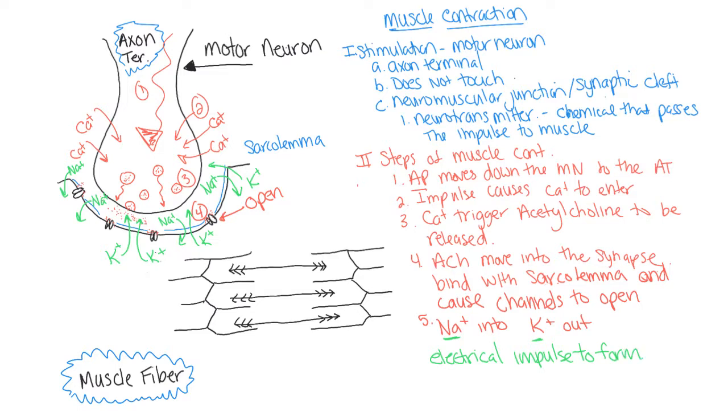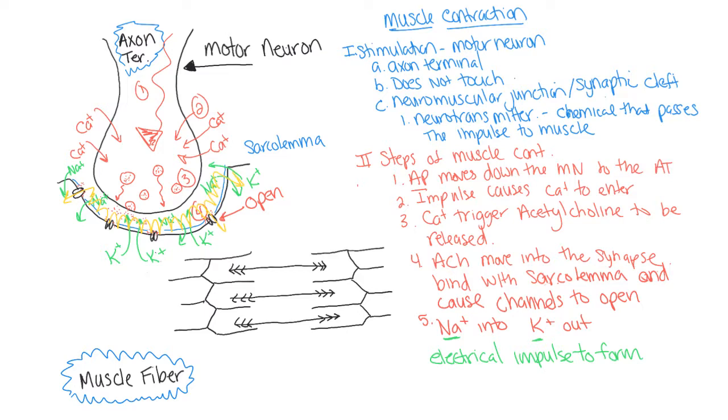Okay, that causes this new electrical impulse to form. Exchange of my sodium and potassium, and that electrical impulse then spreads over the muscle. So then I have this electrical impulse that bounces over the muscle and goes into my muscle.